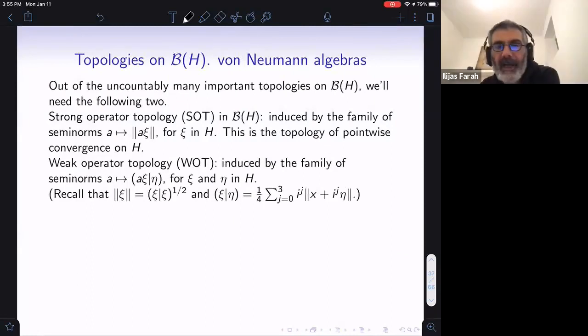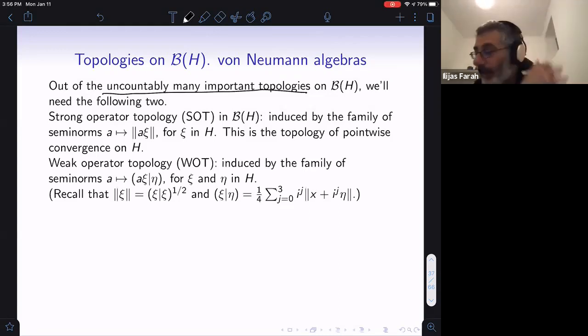Okay, so one more prerequisite and then we are talking. So, topologies on B of H and von Neumann algebras. Now, I'm not really joking here. When I say there are uncountably many important topologies, that's virtually true. Basically, every time you think that you've got a grip on what the important ones are, something new pops up.